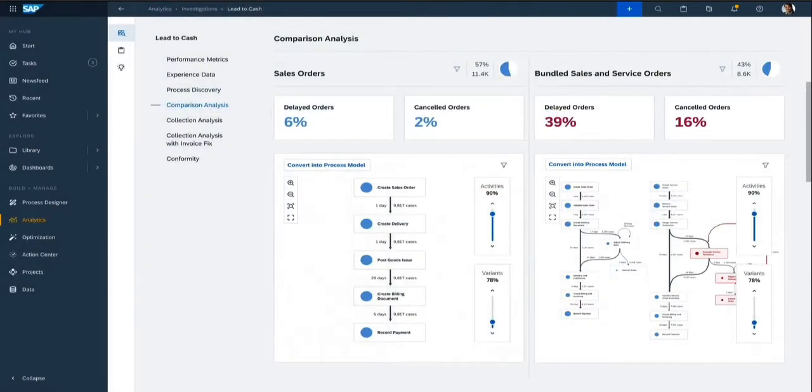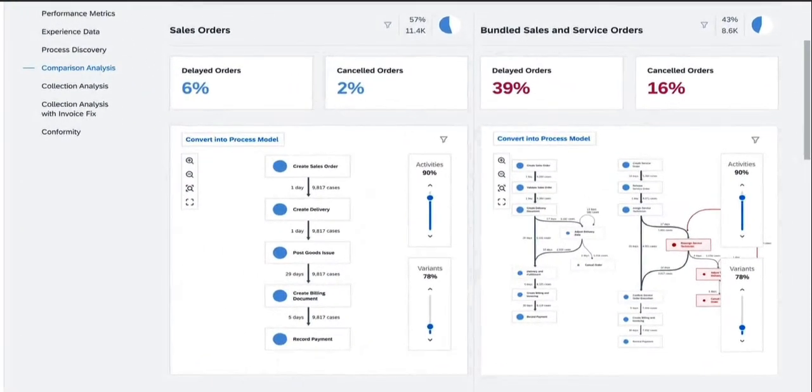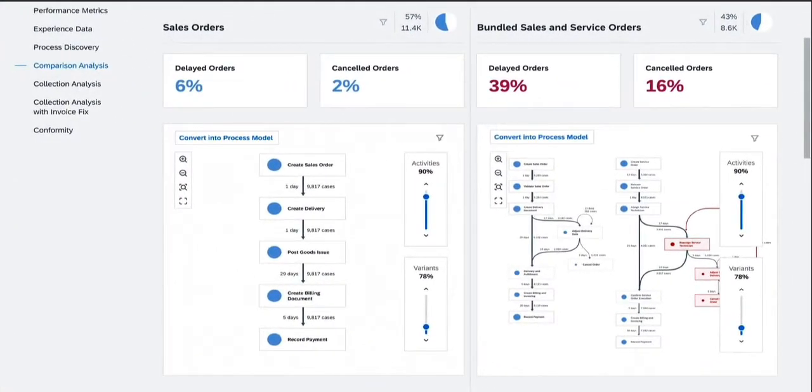I load my system process data into SAP Signavio. On the left side, I see those orders containing only solar panels. My order handling seems to be straightforward. On the right-hand side, I see orders with solar panels and services combined. These are the orders for which my cancellation rate goes up.